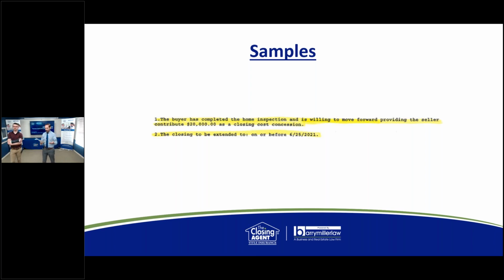Because you want the closing extended on or before 6/25. You remember from our last class why we put this on here too. The buyer had $9,000 in closing costs, nowhere near 20. So the agent did this without even checking with the lender. The buyer would have lost $11,000 worth of benefit. And again, closing costs on or before 6/25.